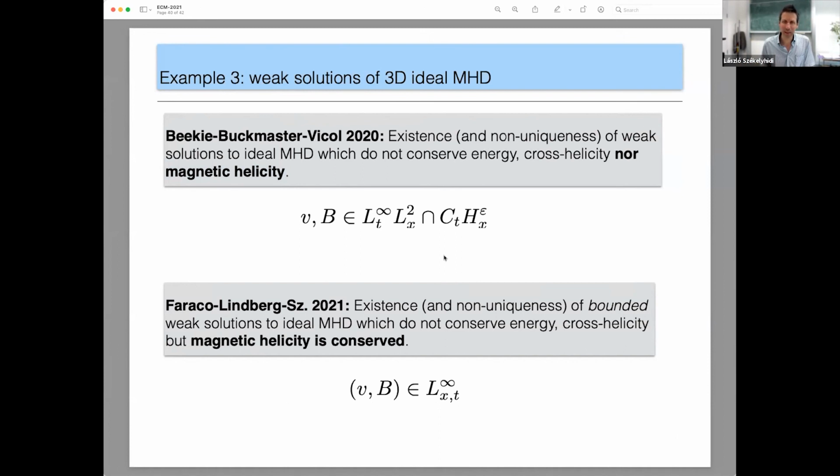And these are, let's say, very weak solutions which are in the energy space and some very tiny amount of Sobolev regularity. And what we were able to do is to prove the existence of bounded weak solutions which do not conserve energy and cross helicity, but the magnetic helicity has to be conserved. Now, it looks like the statements are very similar, but there is a big difference. If you have bounded weak solutions, magnetic helicity has to be conserved. And the technique of Buckmaster, Vicol, and Beekie cannot be used for this.